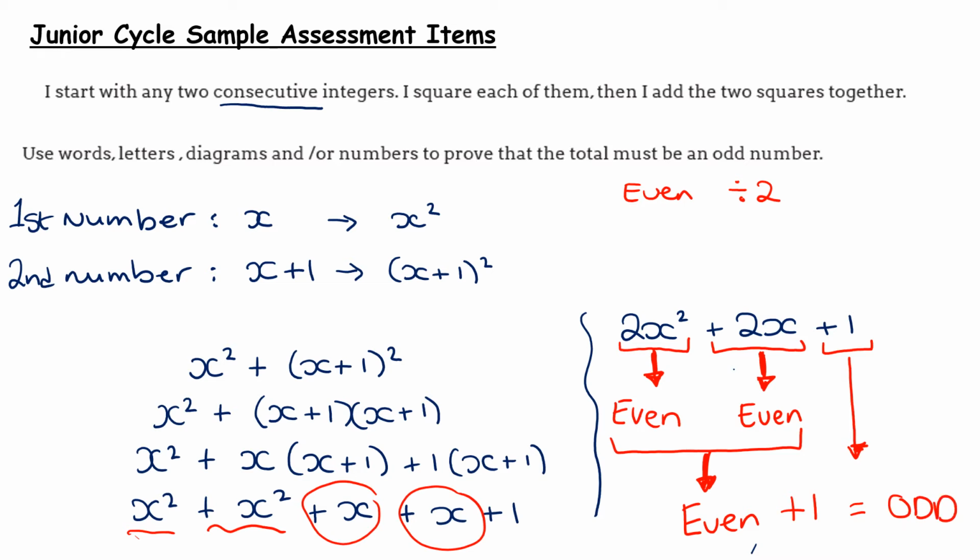Because if you think of any even number, the next number is odd, because our integers go even, odd, even, odd, even, odd, even, odd. So therefore, we've just proved that this thing would be odd.